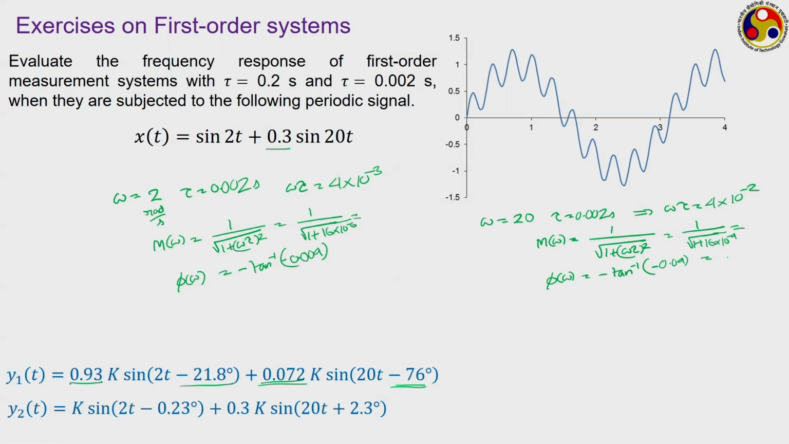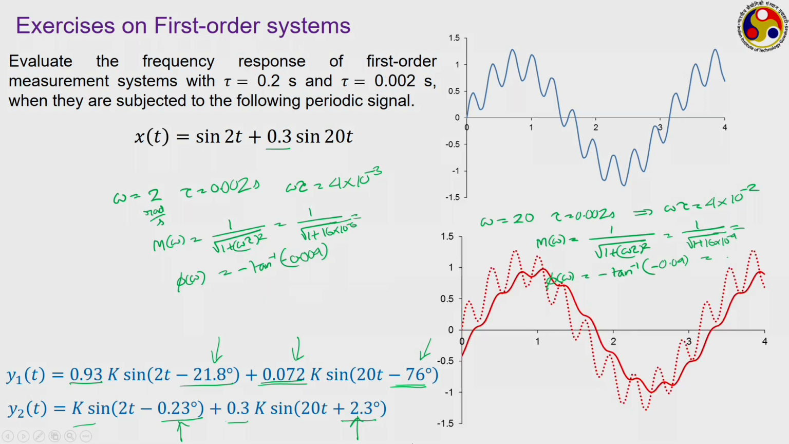In both the cases, if you calculate the numbers, the magnitude ratio will be very close to 1, and the first signal has 0.23 degree phase lag and the second one has 2.3 degree phase lag. So, clearly as tau has decreased by 2 orders, the magnitude ratio has come very close to 1. In this case the magnitude ratios are quite different. Here the magnitude ratio is 1 in both the signals, and a more important effect has come on the phase lag. While the first harmonic was suffering a phase lag of 21.8 degree, that has reduced to just 0.23 degree, whereas the second harmonic, which was suffering 76 degree phase lag, has reduced drastically to just 2.3 degree.